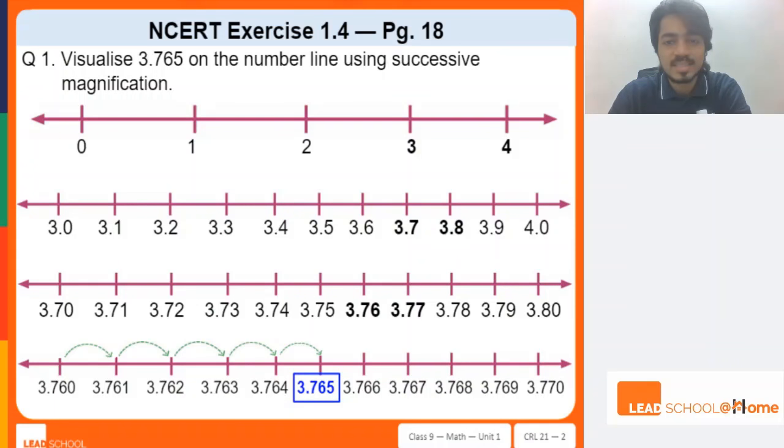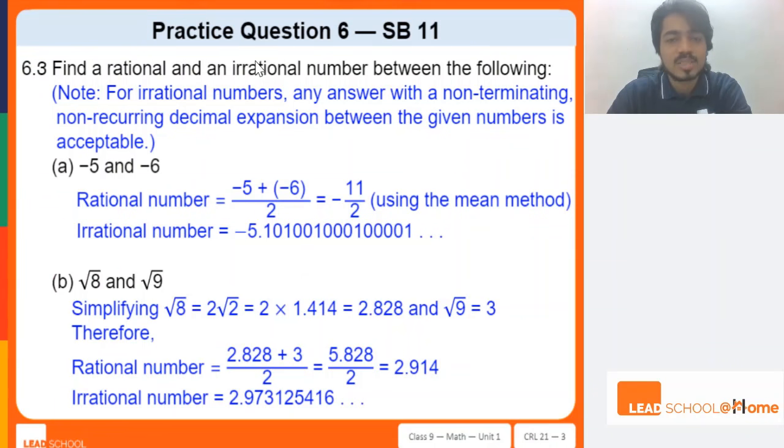Alright. Now let us discuss the question from the supplementary book, practice question 6.3. You had to find a rational and an irrational number between the following numbers. For irrational numbers, any answer with a non-terminating, non-recurring decimal expansion between the given numbers is acceptable, right? Because irrational numbers are non-terminating and non-recurring.